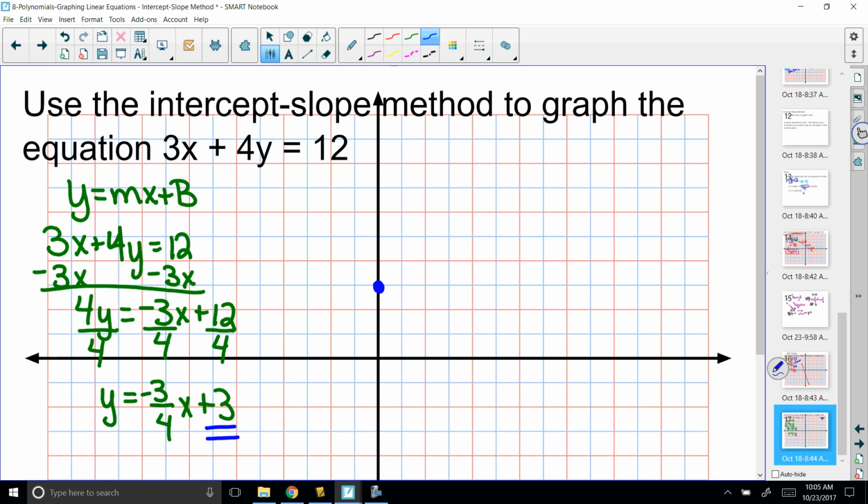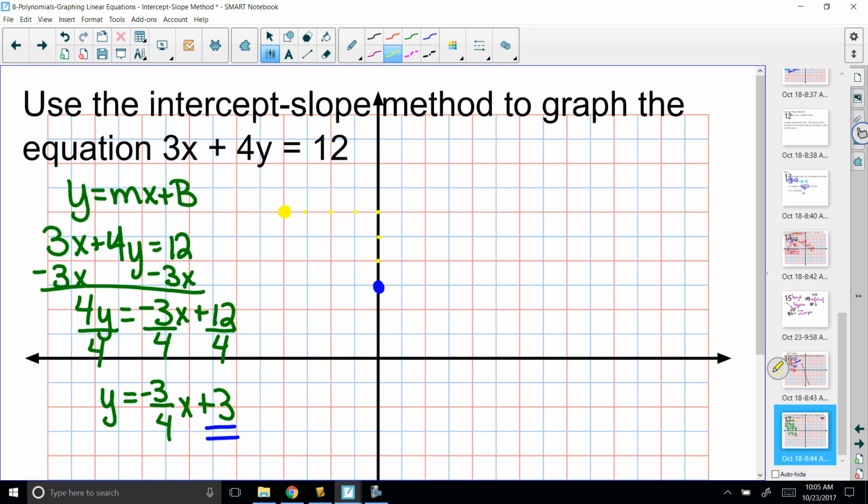From there, I work with my slope. What's your slope? Negative 3/4. So from this point, I'm going to go up how far? 3. 1, 2, 3, and over 4. But I need a negative slope. So which way do you go to get a negative slope? To the left. 1, 2, 3, 4. There's my point right there.